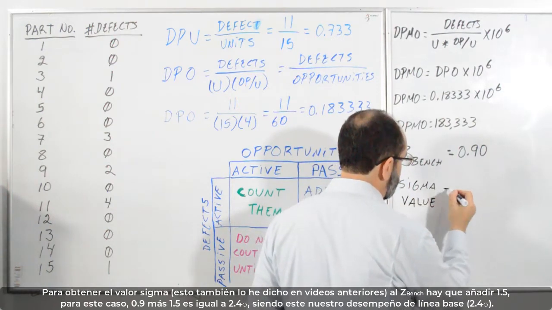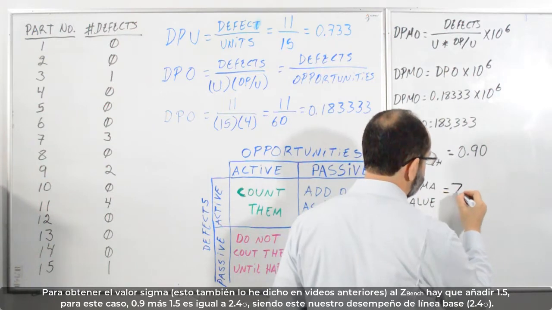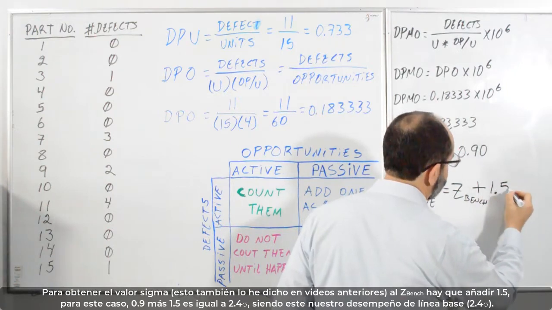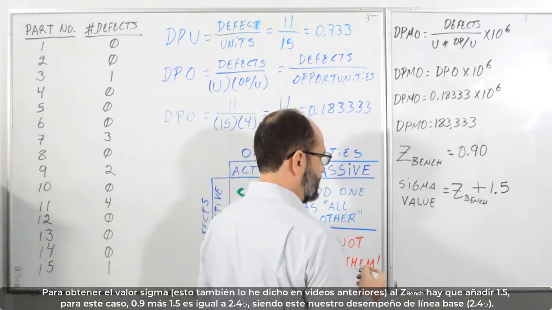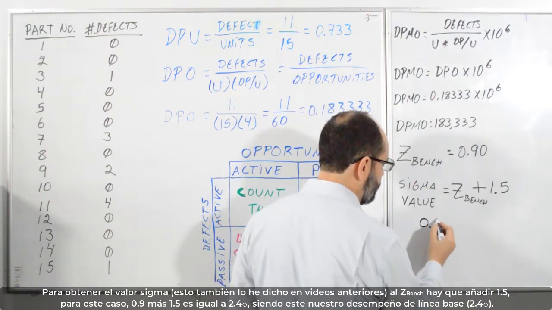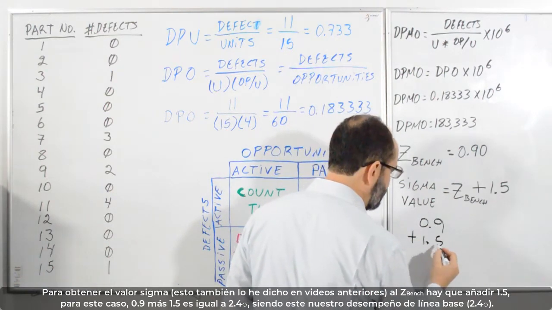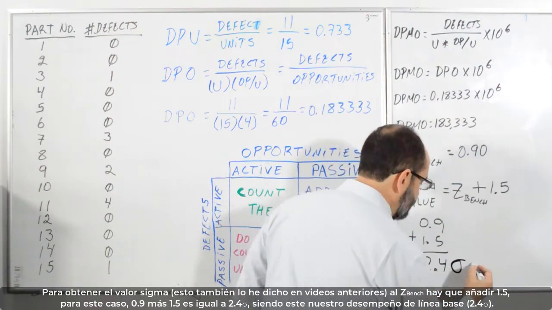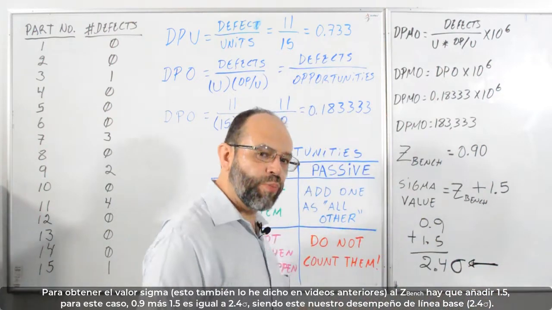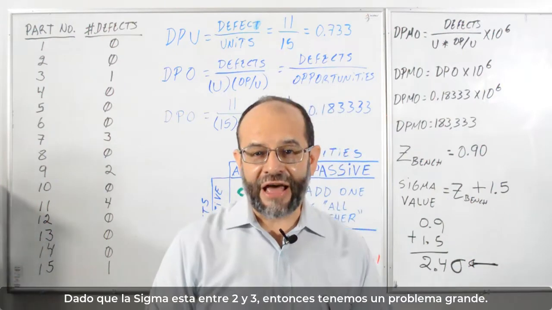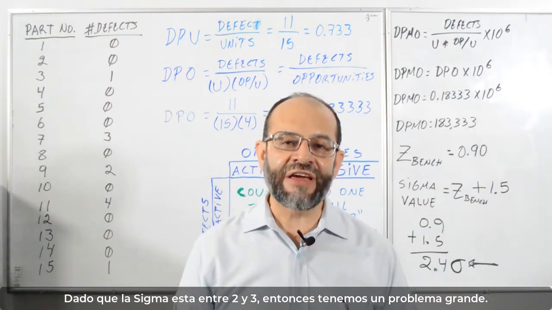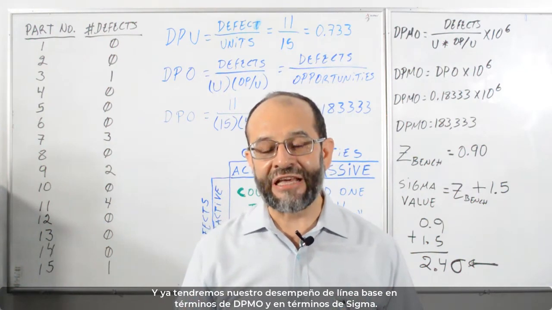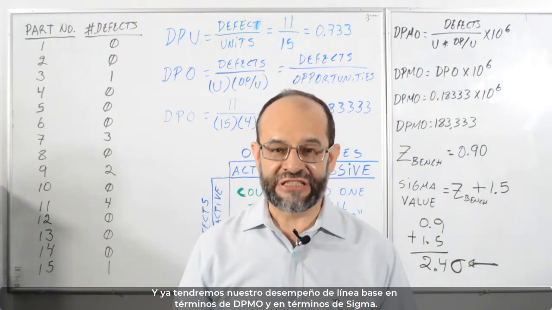sigma value, as I have said in previous videos, is Z bench plus 1.5. Then for this case, 0.9 plus 1.5 is equal to 2.4 sigma. This is our baseline performance, 2.4 sigma. Because the sigma is between 2 and 3, we are having a big problem. And with that, we would have our baseline performance in terms of DPMO and in terms of sigma.